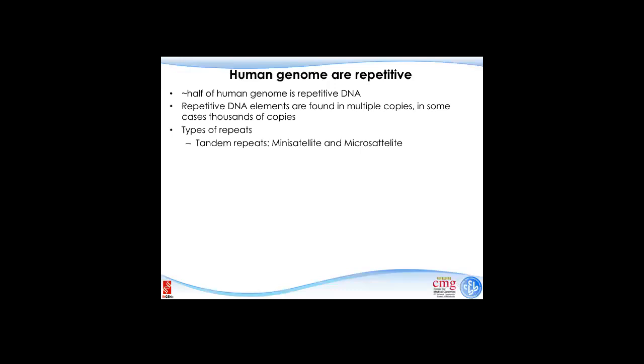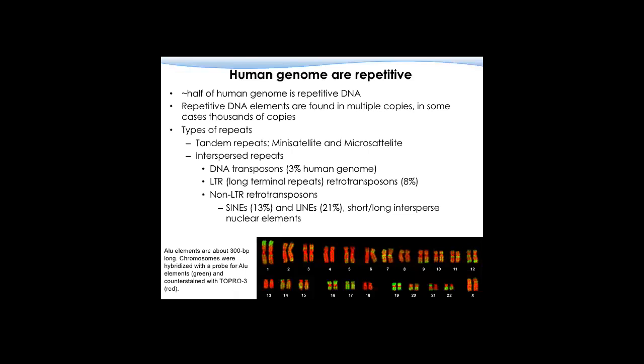That includes tandem repeats, and we mentioned last time, like minisatellites and microsatellites. Those are just probably 2 to 6 nucleotides that repeat again and again and again for a long time. Or there are interspersed repeats, and that includes the DNA transposons, the long terminal repeats, LTRs, and retrotransposons, and the non-LTR repeats, SINEs and LINEs, and those types of repeats. In many cases, we consider those as junk DNA regions.